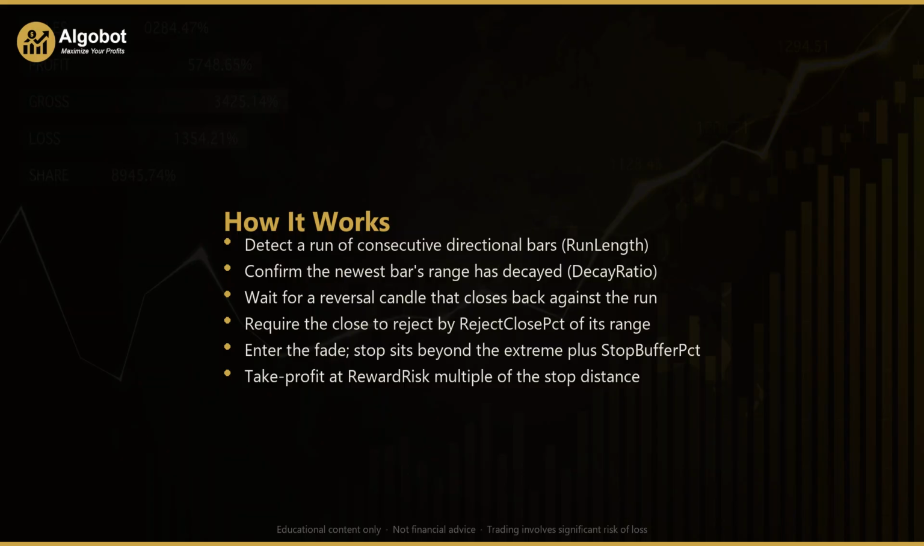The stop loss is structural. It sits just beyond the extreme of the whole window, plus a cushion set by StopBufferPct, 20% of the window range by default. The take profit is then placed at a reward to risk multiple of that stop distance, controlled by RewardRisk, which defaults to 1.5. So the distance to the target is 1.5 times the distance to the stop. Remember, this is educational information only. Trading involves risk, and losses are part of the process.